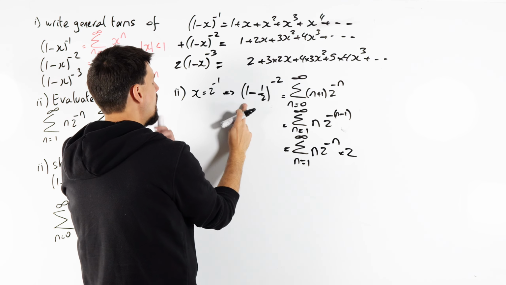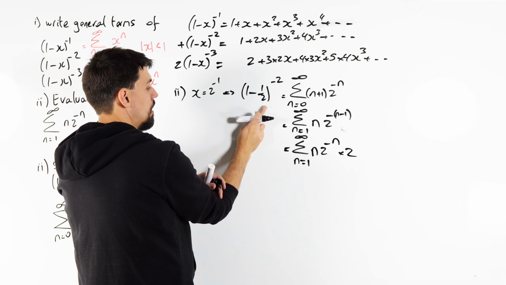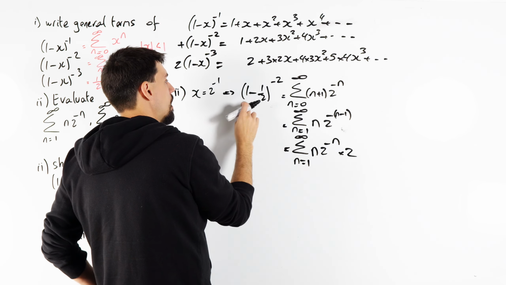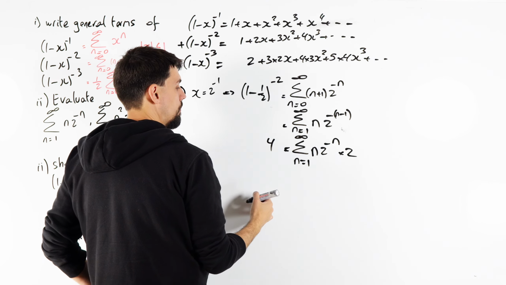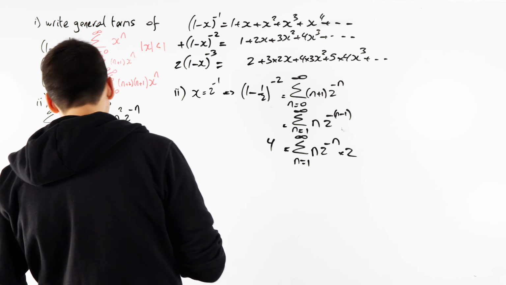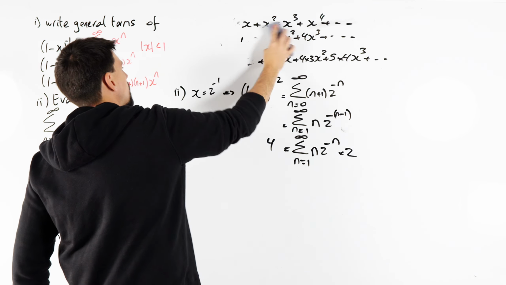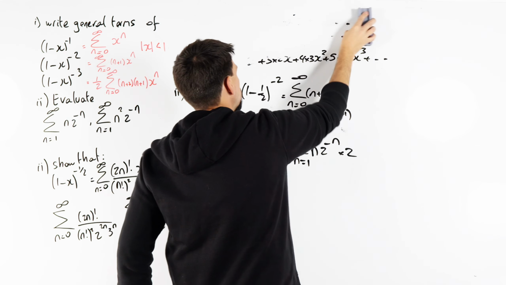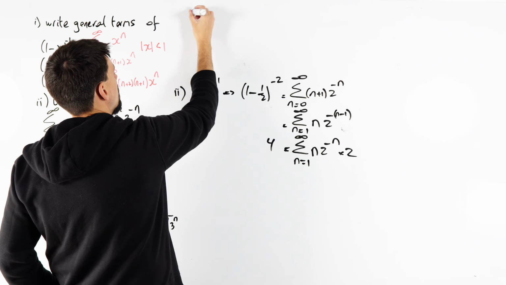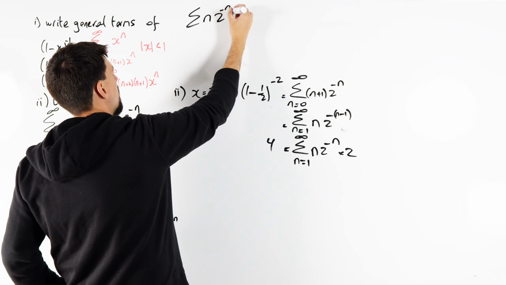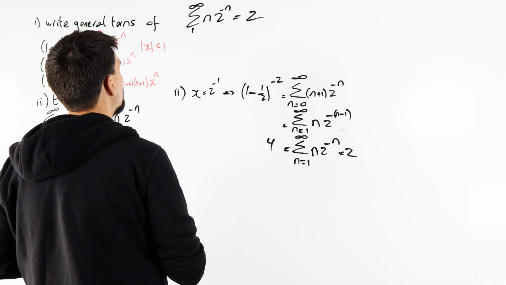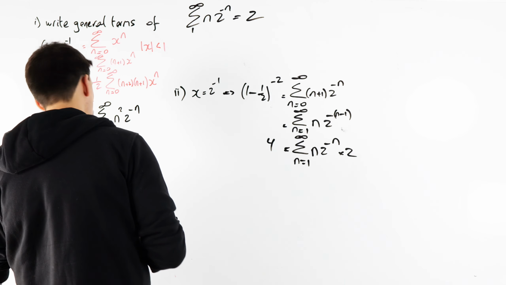Now let's deal with this side. 1 minus a half is a half. Silly boy. A half to the power of minus 2 is 4. So what that gets me is, divide both sides by 2, and we will get our result: the sum from n is 1 to infinity of n 2 to the minus n is equal to 2. Excellent.